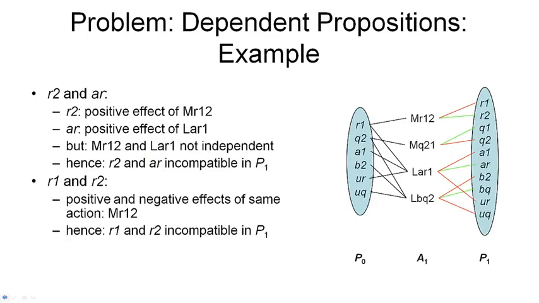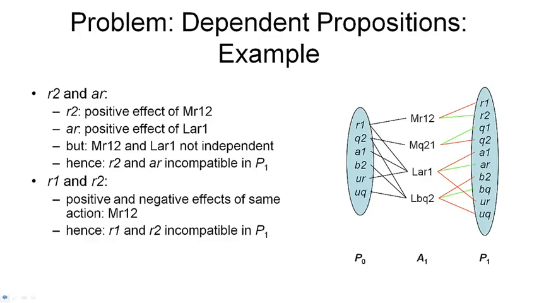Earlier, we have looked at independence between actions in the same action layer. We have seen that two actions in the same action layer that are dependent cannot be included in our final layered plan. Now we will have a look at how this effect propagates through the planning graph, and first we will look at dependent propositions, and here is an example.